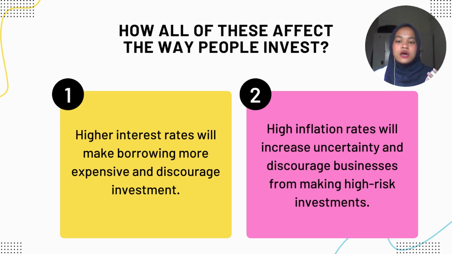So, how does all of this economic situation affect the way people invest? Firstly, central banks are probably going to think about increasing interest rates if the inflation rate rises. Higher interest rates will make borrowing more expensive and discourage investment. Secondly, unexpectedly high inflation rates will increase uncertainty and discourage businesses from making high-risk investments. In periods of uncertainty, investors may pull out of shares and put a higher percentage of their portfolio in safer options such as government bonds or physical assets that hold their value such as real estate and gold.